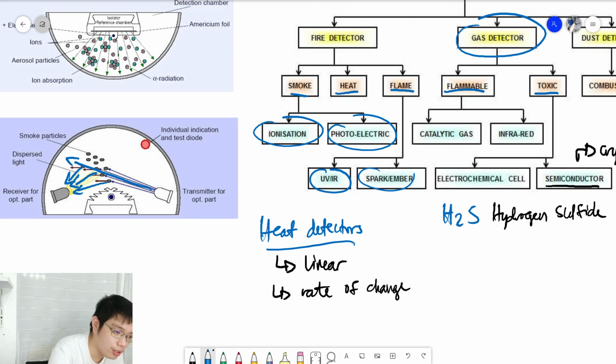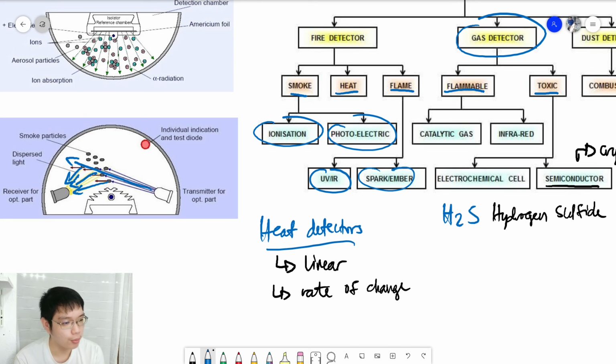Okay, so we have three kinds of fire detectors. When do we use each? Most commonly we use smoke detectors because smoke is not always present everywhere. So you don't expect to have smoke in a classroom or in a library, but you're expected to have smoke when you're in the kitchen, when there's cooking and when there is steam.